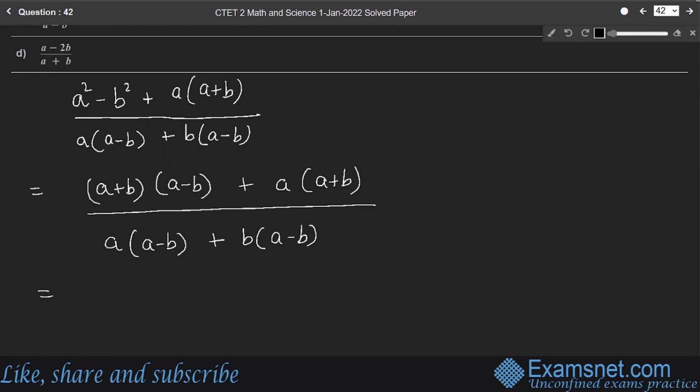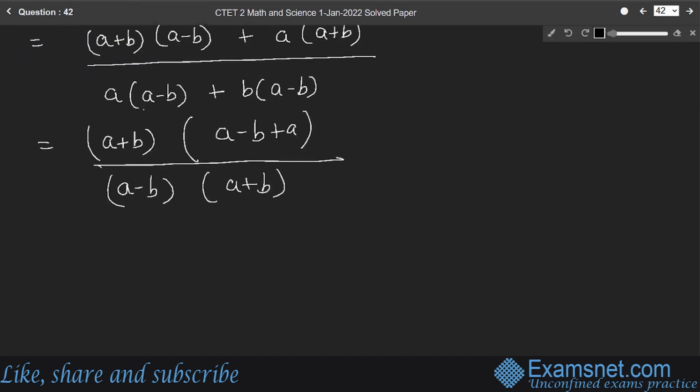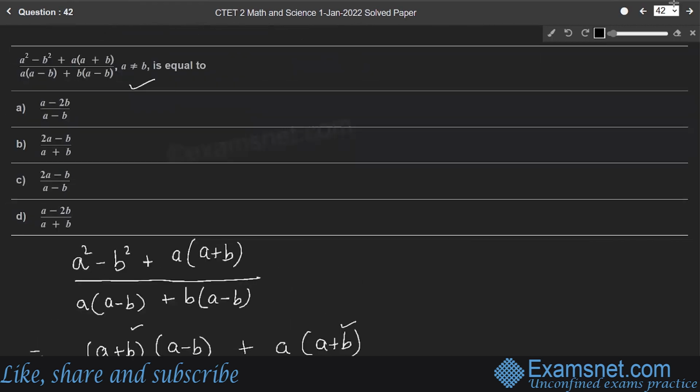which is equal to, take out the common term a plus b, into a minus b plus a, whole divided by, here also take out the common term a minus b, into a plus b. We can cancel a plus b and a plus b. Therefore, which is equal to 2a minus b whole divided by a minus b. Let us check the answer. 2a minus b whole divided by a minus b. Option C is the right answer.